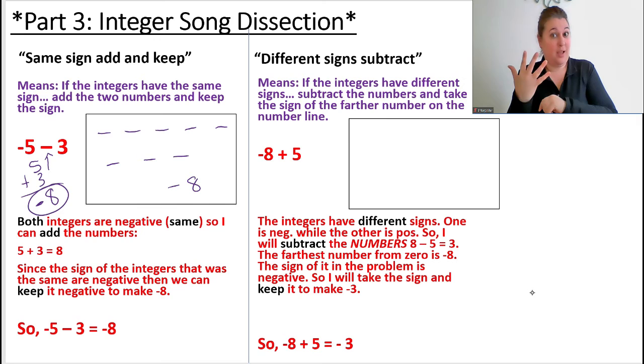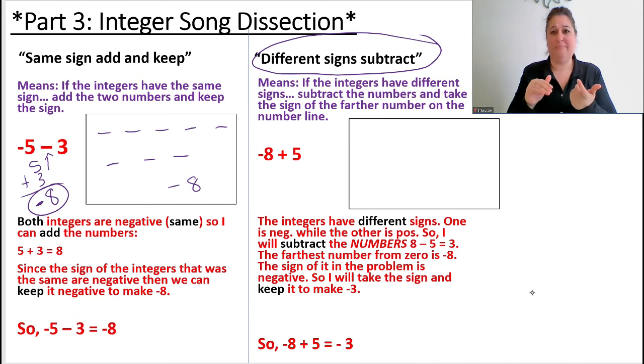If we have different signs, subtract. So 8 minus 5, that's 3. Keep the sign of the further number. The further number away from 0, is it -8 or +5? It's -8, so keep the sign. So the answer is -3.